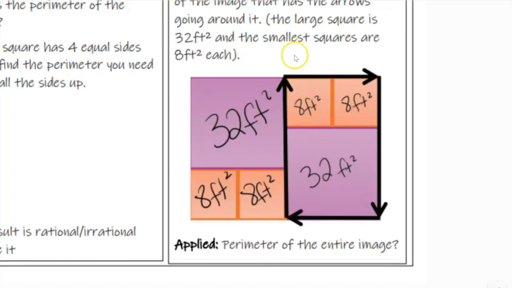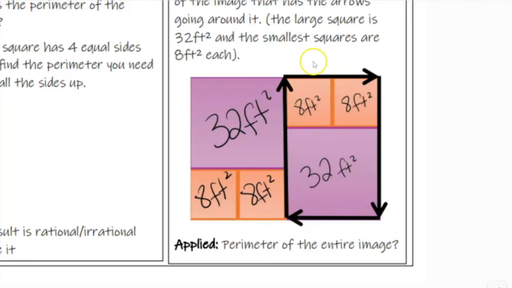How would I find the side of this square here if I know the area is 8 feet squared? What would this side be? What would this side be? Go ahead and label as I'm talking. What would this side be? What would this side be? Remember, this side right here from here to here is this box right here. So if the area is 32 feet squared, what would this side be? What would this side be? What would this side be? And then finally here, we're back on this box. What would this side be?